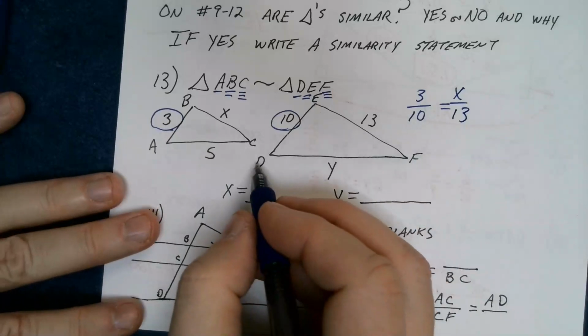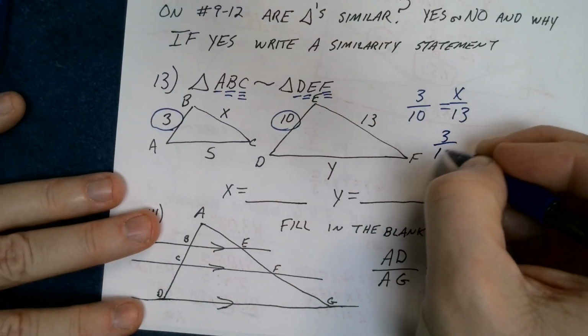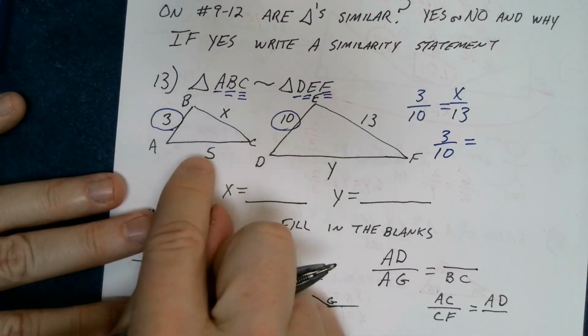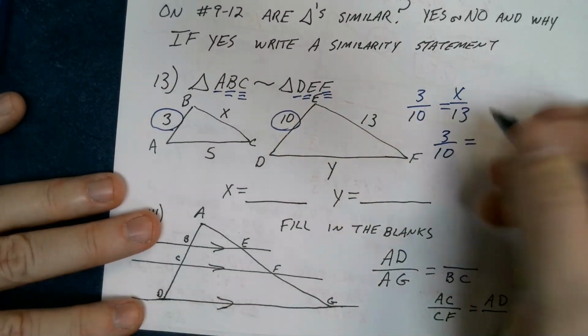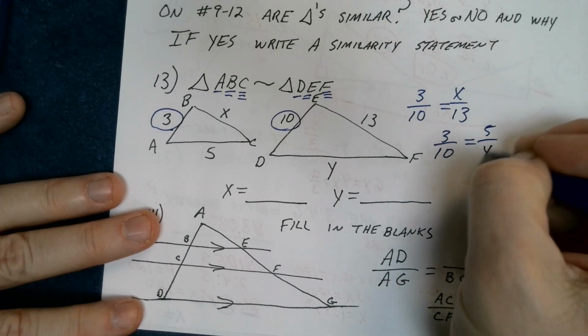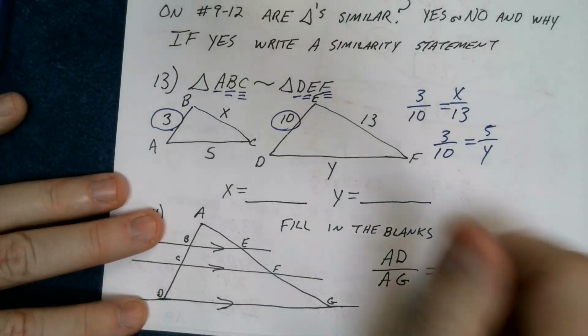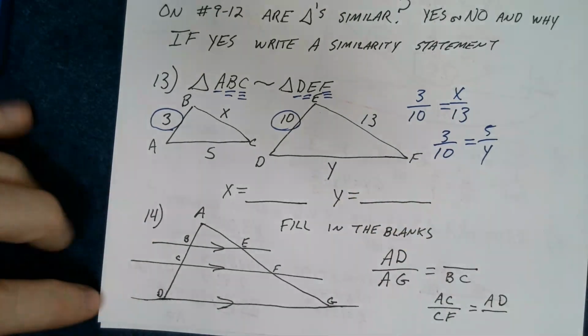And then if I wanted to do Y, I could do 3 to 10, left of this triangle over left of this triangle, equals bottom of this triangle over bottom of this triangle, 5 over Y. Those are the two proportions that I can solve, and we can do that through cross multiplication, and you can check those on your own.